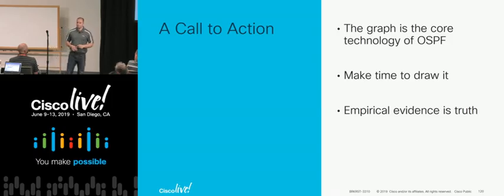Empirical evidence. Opinions are important. Hypotheses are important. Prove it. You got to do it. Otherwise, you're just guessing. You're throwing punches in every direction, hoping you connect, and that rarely happens.